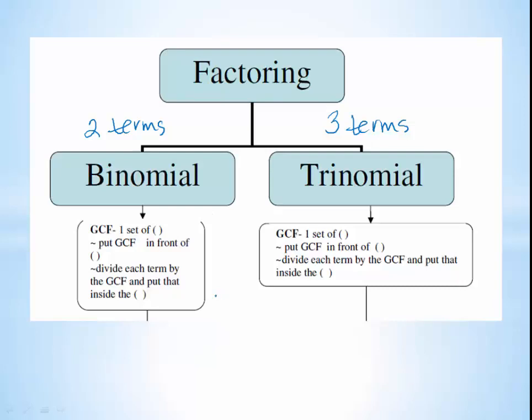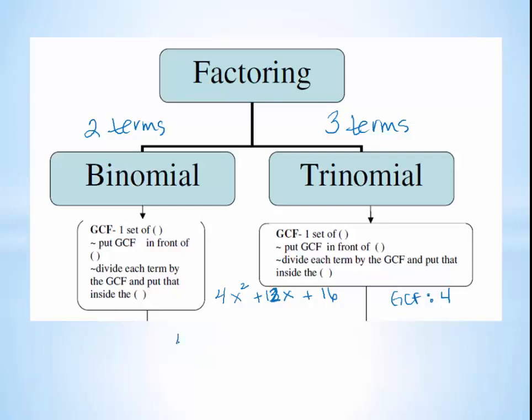So if I gave you, I'll give you a trinomial because it works the same. If I gave you 4x squared plus 12x plus 16. Okay, it's a trinomial here. Now, is there something that you can divide all 3 of these or everything by? Yes. So your GCF will be whatever you can divide them all by. In this case, you can divide them all by 4.